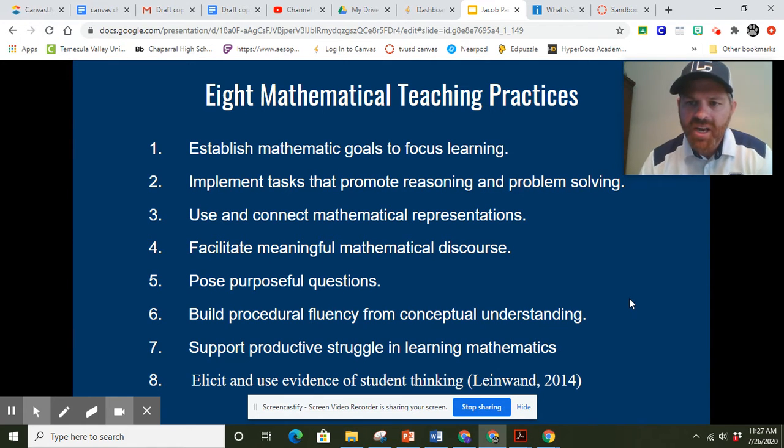And so most of the strategies I'm going to go over, especially in the synchronous part, will talk about using tasks. But we also know we have to teach proficiency in our skills and procedures. So I'm going to talk about some programs that really will make that effective online as well, and how to teach direct instruction online without losing engagement from your students. So that's what we're going to be working on today.